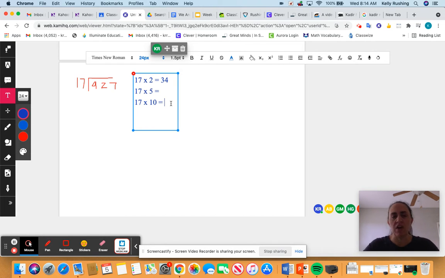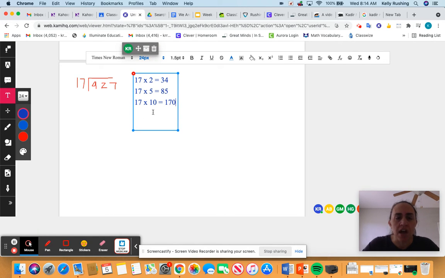So if 17 times 5 is too hard for you, go to 17 times 10, which is going to give us 170. And then you can use your halving strategy to think about half of 170 to get the 5. You can use any other strategies that make sense to you for solving for the 5 as well. But I'm just going to show the 10 and then halving. So if we think about half of 170, it's going to be 85.